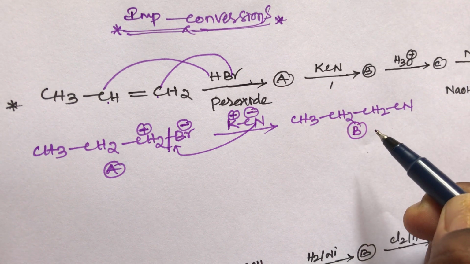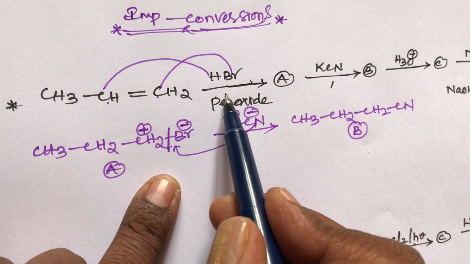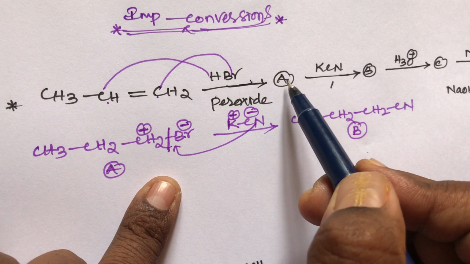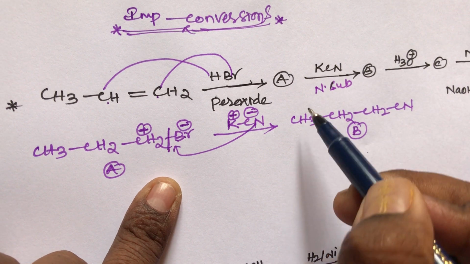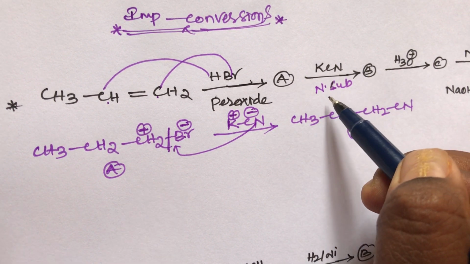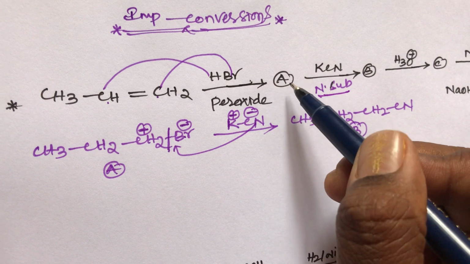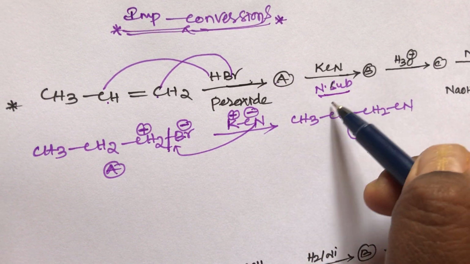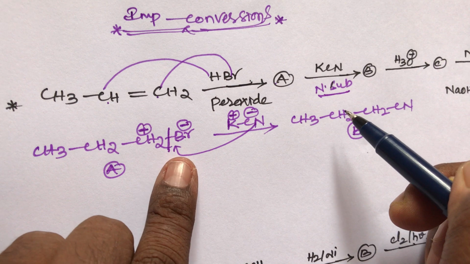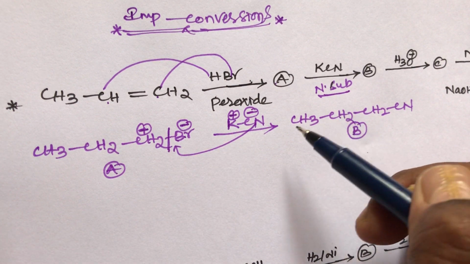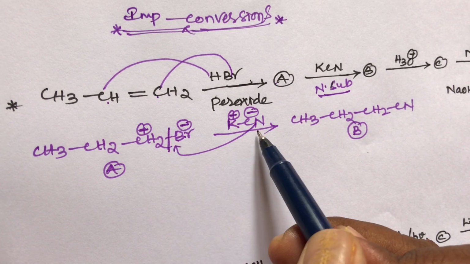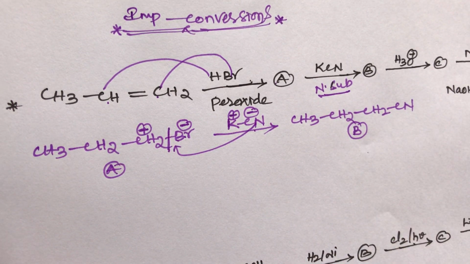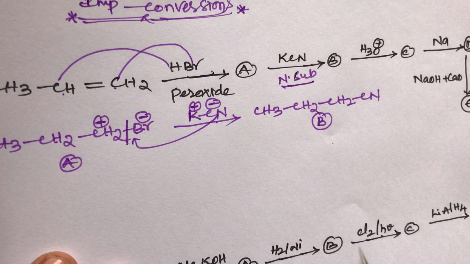In this, the first step is free radical addition to give the A compound, then the conversion of A to B belongs to nucleophilic substitution reaction. Here one nucleophile is replaced by another nucleophile. CN minus is a strong nucleophile. So here Br minus is replaced by CN. So we get the B compound, and the IUPAC name is butane nitrile.